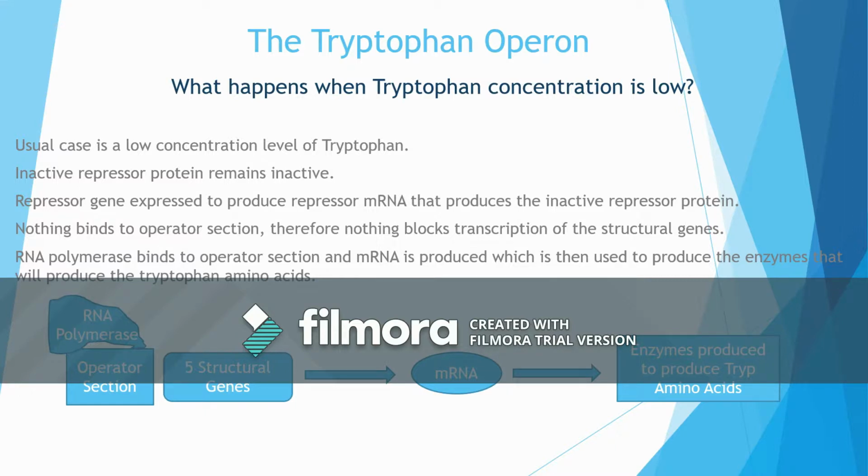RNA polymerase easily binds to the operator section and it then moves along the 5 structural genes and produces the mRNA. This mRNA will then be used by the ribosomes to produce the enzymes that will then produce the tryptophan or amino acids.